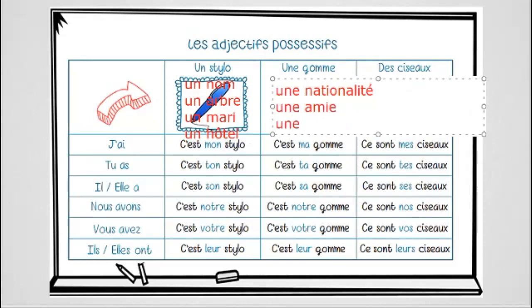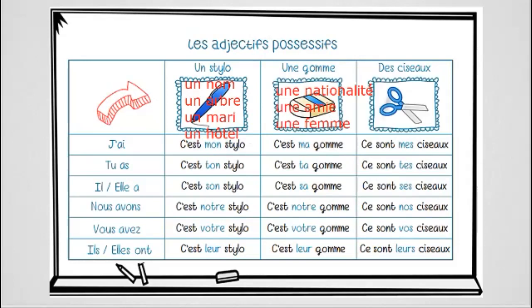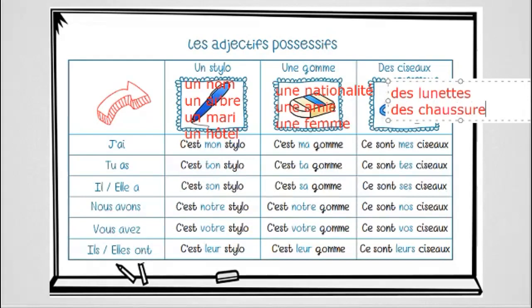Une femme. Une femme. And plural can be des lunettes. This is lunettes. Des chaussures. Shoes. Des lunettes. What is lunette? Glasses that you wear when you can't see very well, your eyes. Oh, eyes. Okay, lunette. Des.